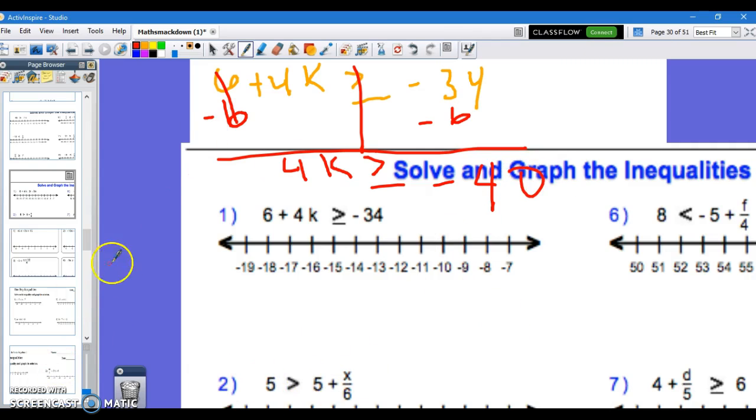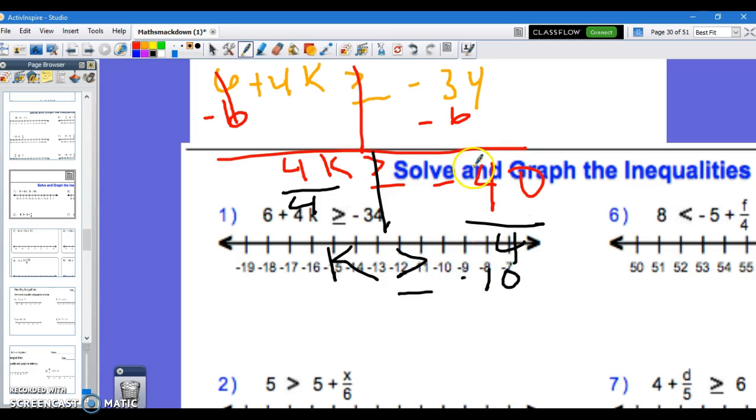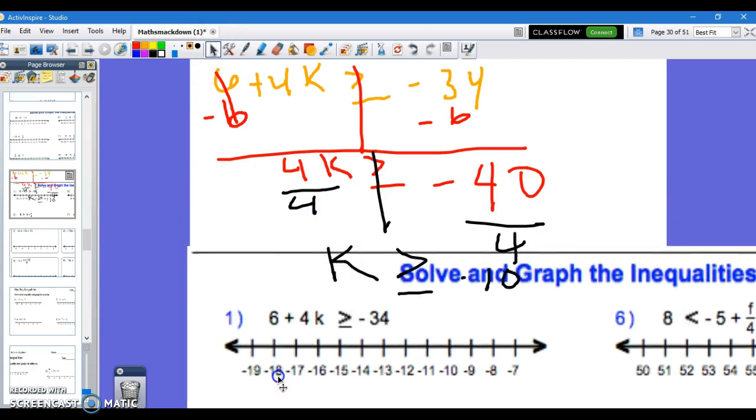Now I still need to get k by itself, so what I'm going to do is divide out the 4. Divide out the positive 4 on this side too. That cancels out, leaving you 1. So I have k greater than or equal to... 4 will go into 40 ten times, and it's going to be negative 10. A negative divided by a positive is a negative. So now this is what my inequality answer looks like.